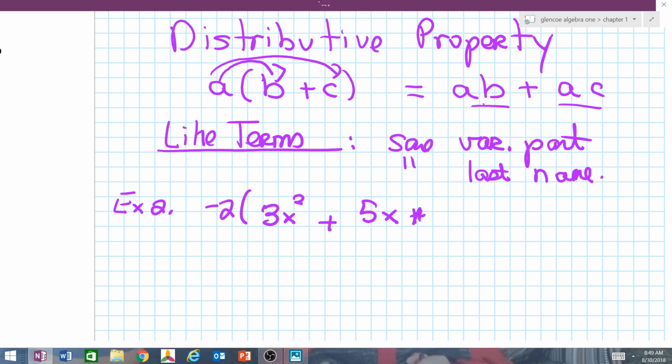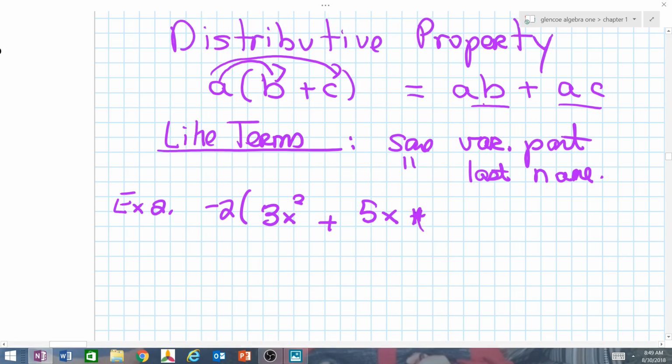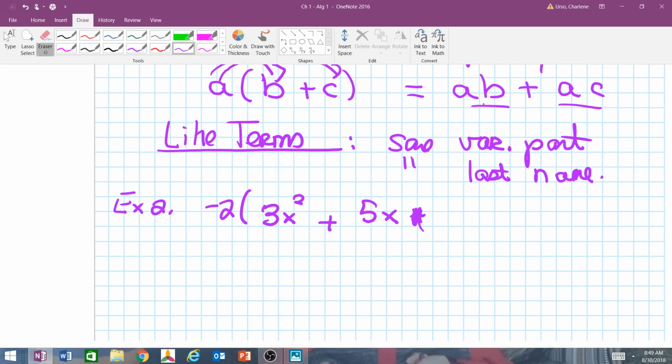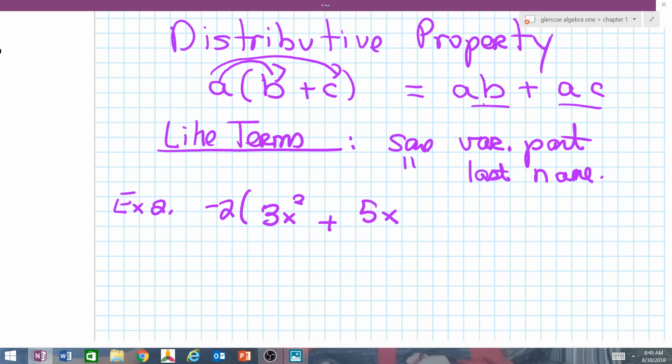We're having some pen issues. Get the eraser to work. And sometimes these things just don't want to cooperate. There we go.